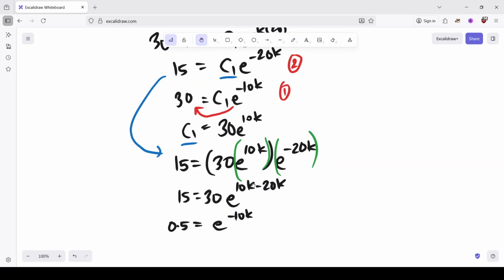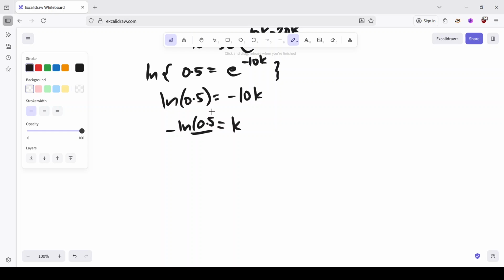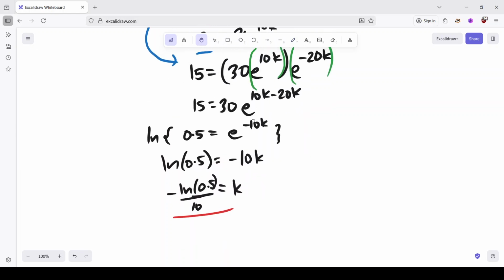Then we can extract k from this by applying ln on both sides of the equation. So this will be ln of 0.5, then ln and e will cancel out, so negative 10k. So k now will be equal to negative ln of 0.5 over 10, or 1 over 10 times negative ln of 0.5. Now this value of k, we can use to solve for c.